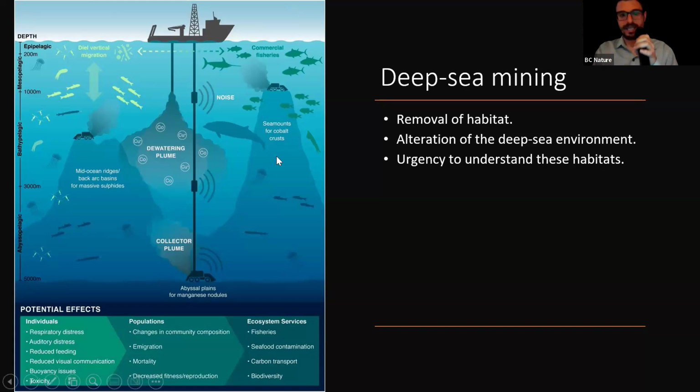In the case of hydrothermal vents, the main impacts will be the removal of the habitat, and also the alteration of the deep sea environment. As I told you before, the animals that live in these environments use the water currents to disperse. If you change the environment and alter the quality of the water, some of these larvae might not survive and so never reach other hydrothermal vents. So we now have an urgency to understand these habitats, as scientists and all of us as a society.